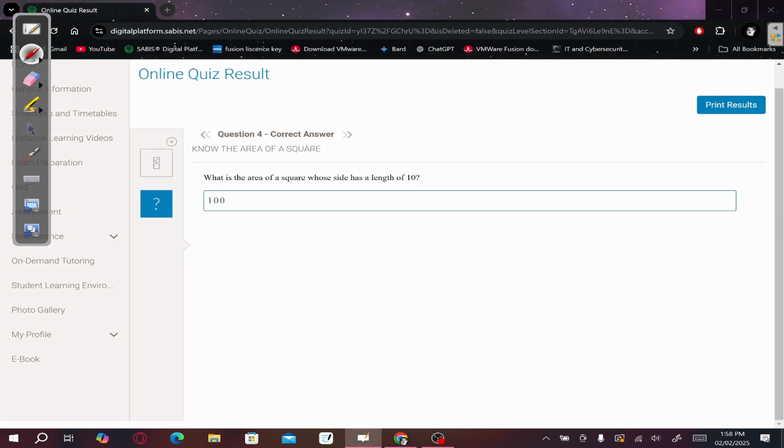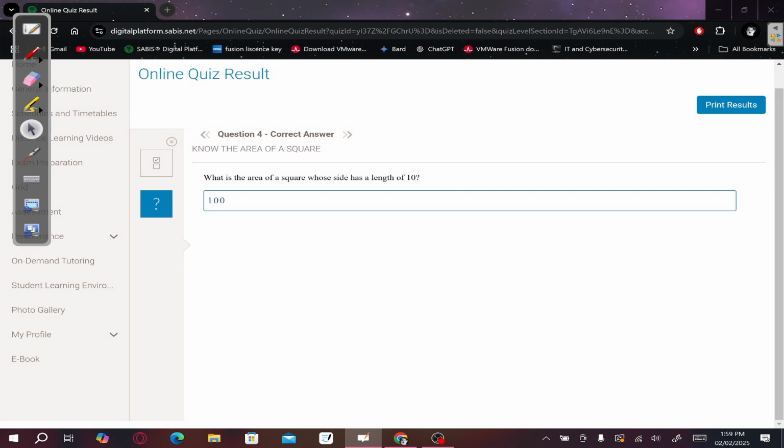What is the area of a square whose side length is 10? So area of a square is equal to s squared. You already know that, where s is the side. Area is equal to 10 squared, which is equal to 100, again units squared.